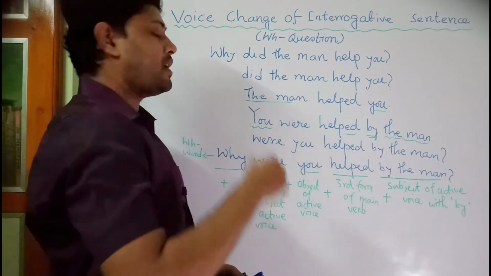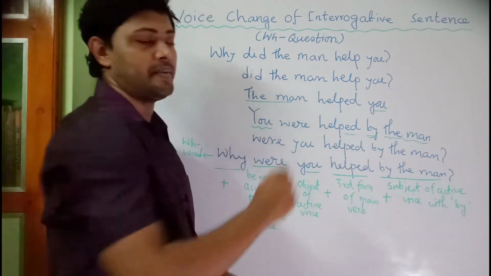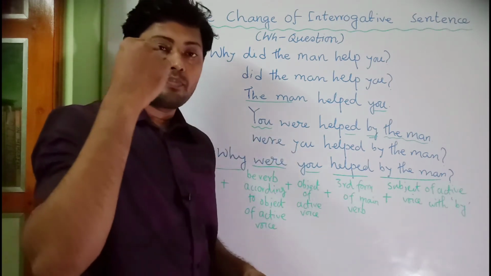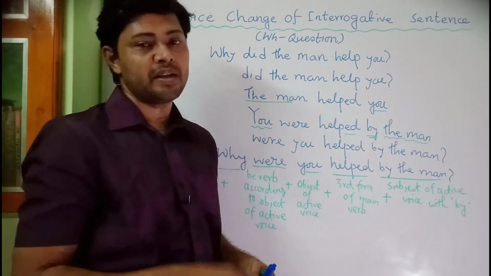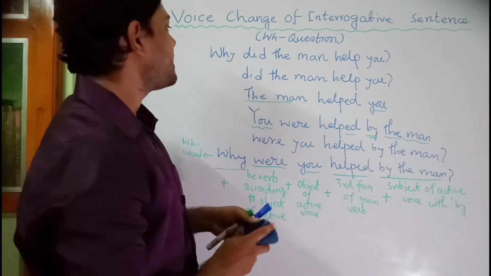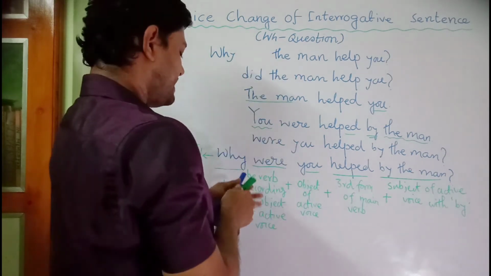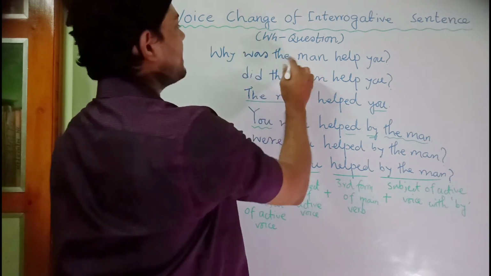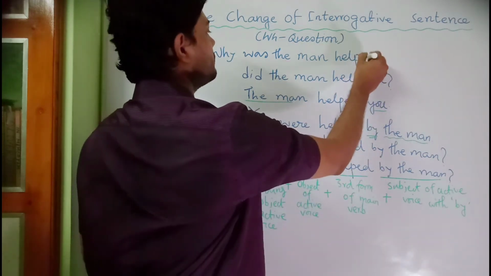Now, for present indefinite and past indefinite, this rule will follow in this way. But in some cases, that means in the continuous tense or in the perfect tense or when there is a modal verb, you will find some problem. What is this? Just try to change it into a continuous tense. Why was the man helping you?